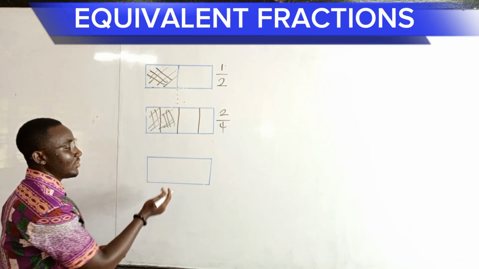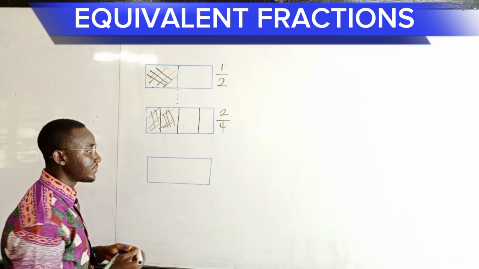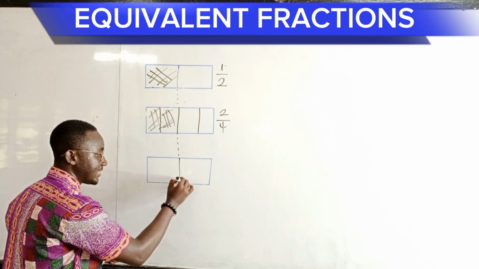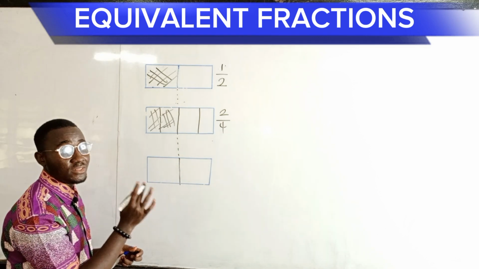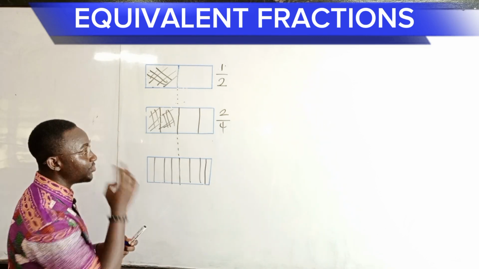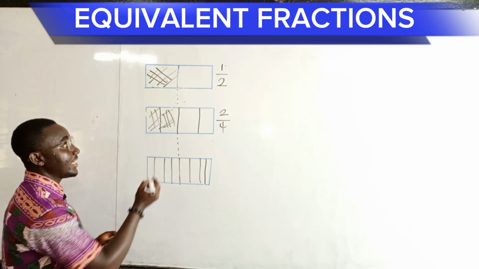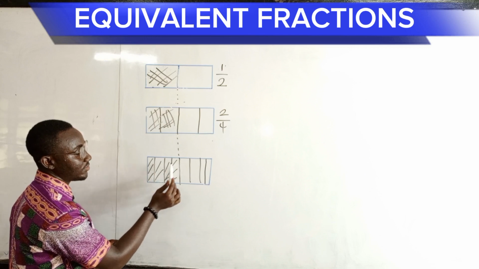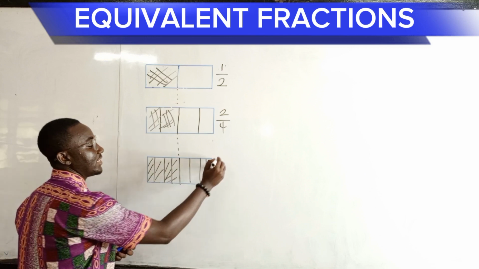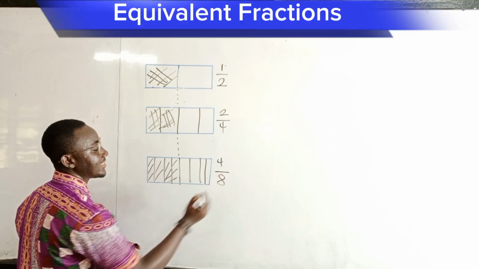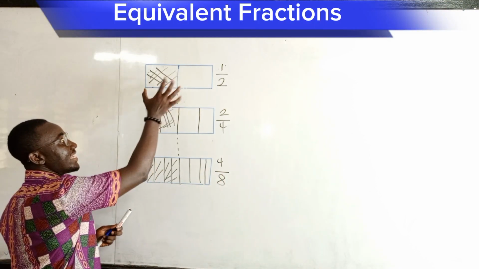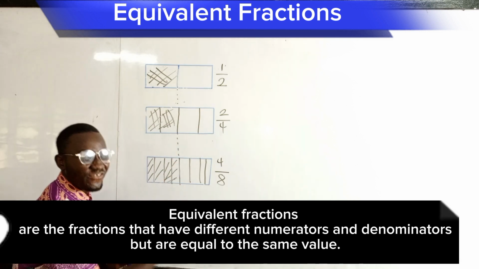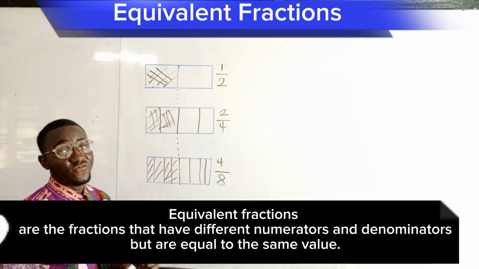All right, let's look at the third rectangle. Let me divide it equally like that. But this time, I won't divide it into 4 rooms. I'm going to divide it into 8 rooms. Good. So let's shade 4 rooms. This room, that room, and that room. So we realize that we have shaded 4 out of 8. You see, they have the same value, but different numerators and different denominators. That's an equivalent fraction for you.